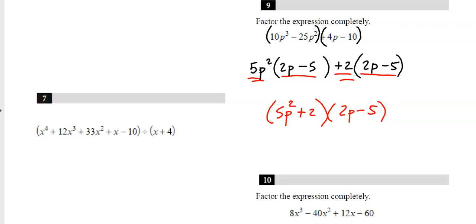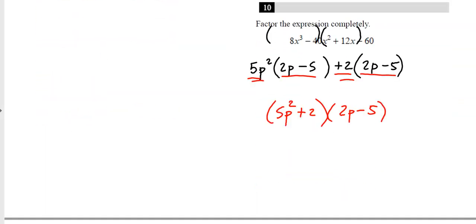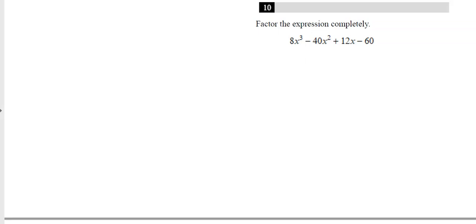Whenever there are 4 pieces, you can do it by grouping. So this one I can do by grouping, but I first want to yank out a GCF. It looks like I could pull a 4 out of everybody. So I'm going to pull a 4 out of everybody, which will give me 2x to the third minus 10x squared plus 3x minus 15. All right, and then from there, I'm going to do some grouping here.